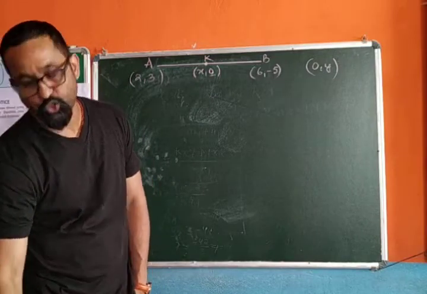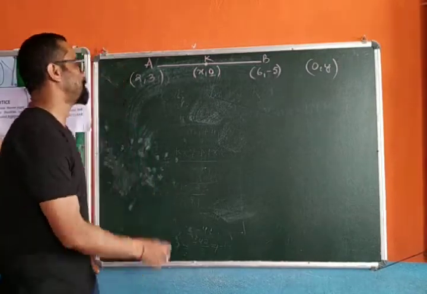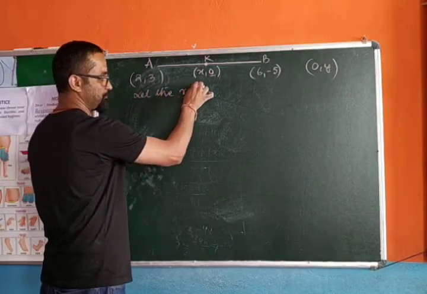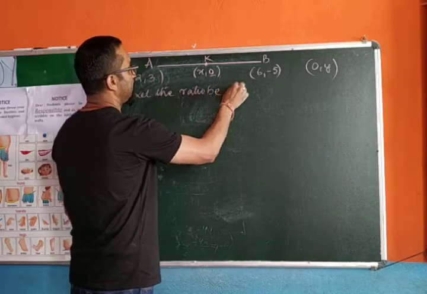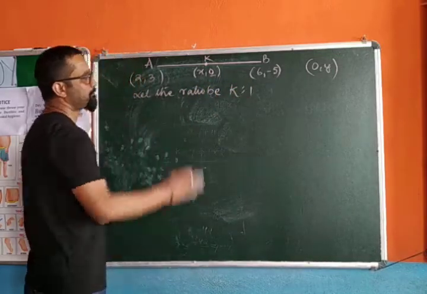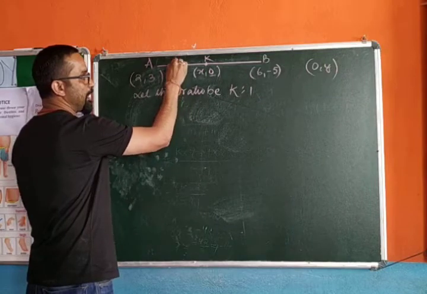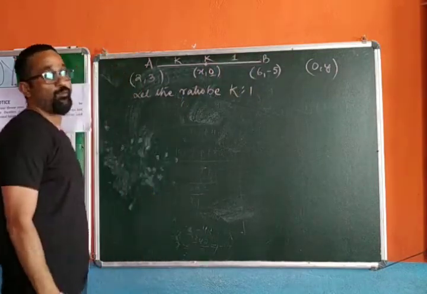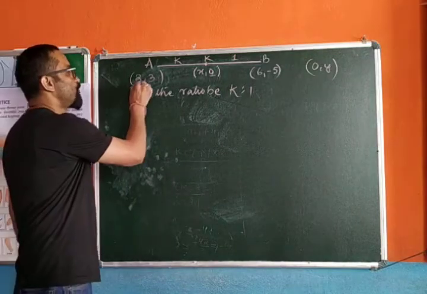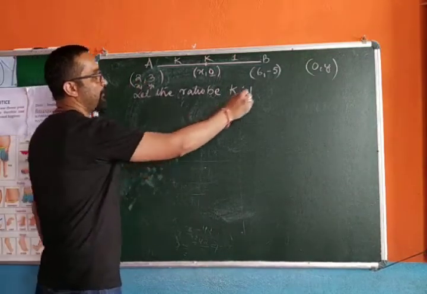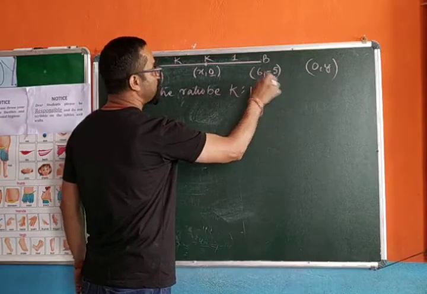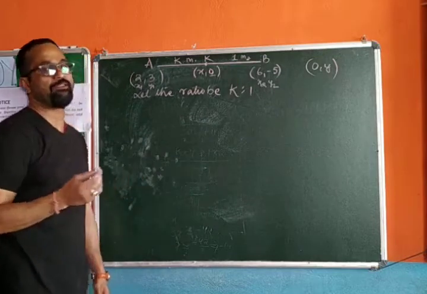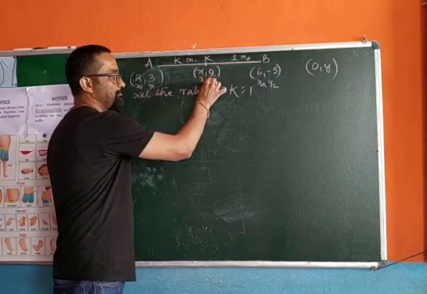Hence find the ratio in which K divides AB. Let the ratio be k is to 1. This AK is k and KB is 1. We know the ratio. Now we assume it x1, y1, x2, y2, m1, m2. Use pencil to write this x1.